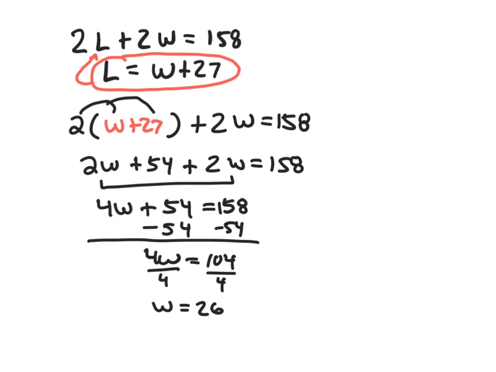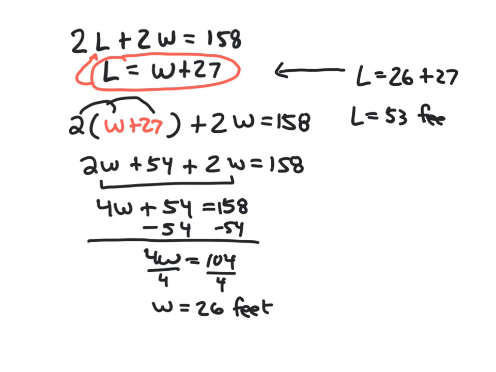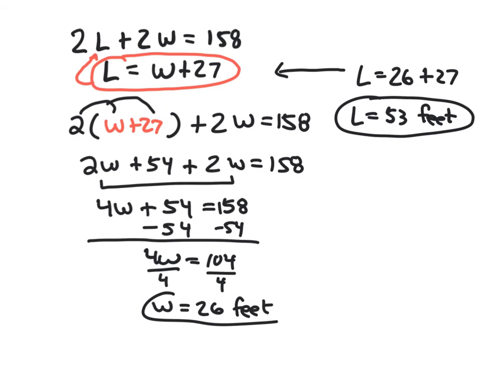In this problem, the units were feet, so the width is 26 feet. I still need to know what the length is, and for that, I'll go back to this equation that I used to make the substitution. The length is 26 for W, plus 27. Adding those together, I get 53 feet. And there's my solution. The length is 53 feet, the width 26 feet.